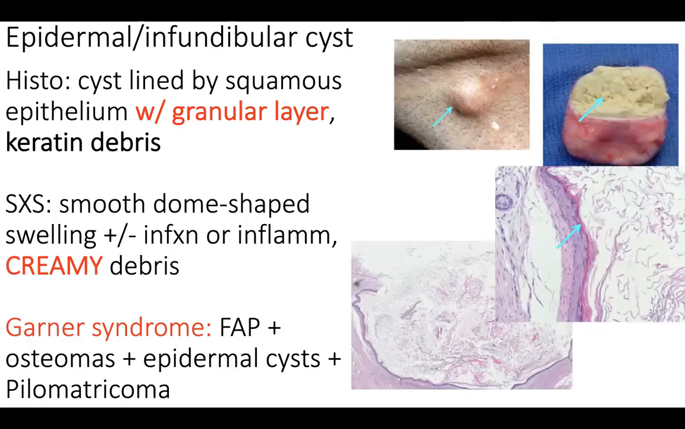Okay, epidermal cysts are going to be cysts lined by squamous epithelium with a granular layer and keratin debris. So it's got this creamy, cottage cheese-like texture. With Gardner syndrome, there's FAP, osteomas, epidermal cysts, and pilomatricoma, which we'll learn about in a little bit, and we'll talk more about Gardner syndrome as well.